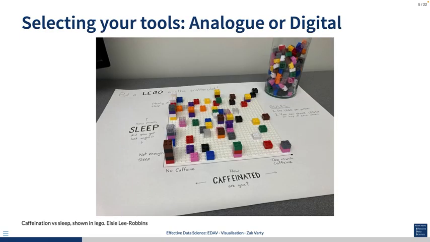So here we have another example of an analog data visualization. Here, each member of a department has been invited to place a Lego brick onto a grid to indicate how much caffeine they've consumed and how much sleep they've had. The beauty of using Lego bricks here is that they're stackable. So as data is collected, a bar plot is created over 2 dimensions.